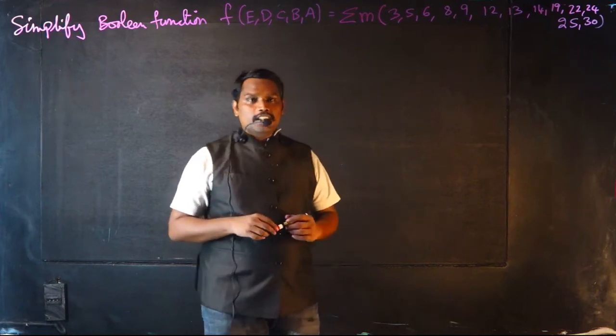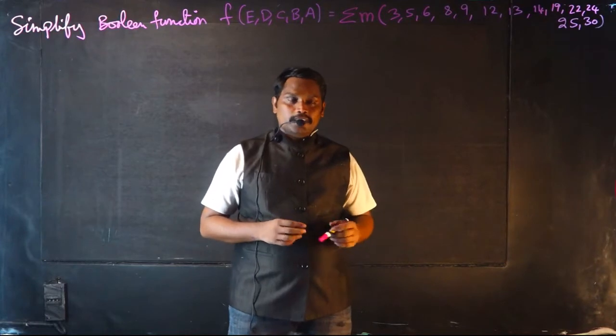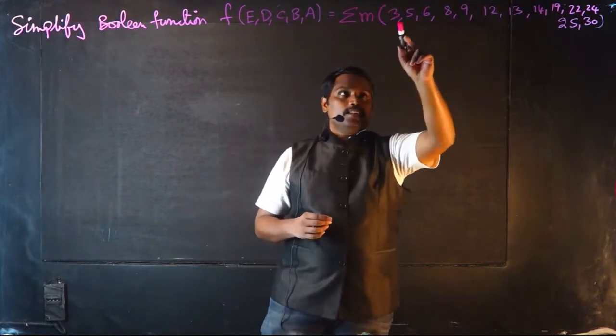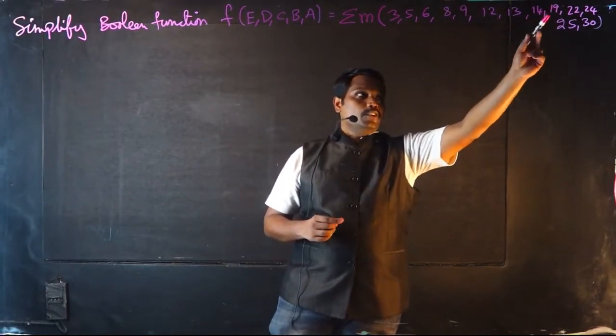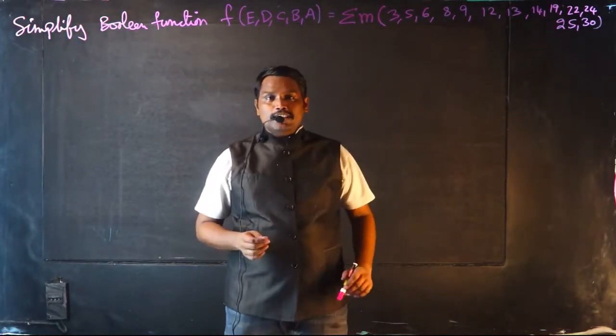Karnaugh map, because you can see here this particular Boolean function is expressed in terms of min terms, right? So the min terms that are given are 3, 5, 6, 8, 9, 12, 13, 14, 19, 22, 24, 25, 30. So this is how you're going to have a Boolean function with the min terms.